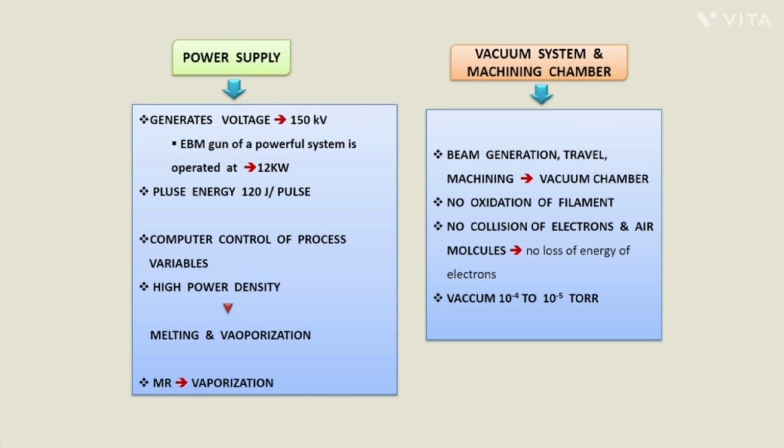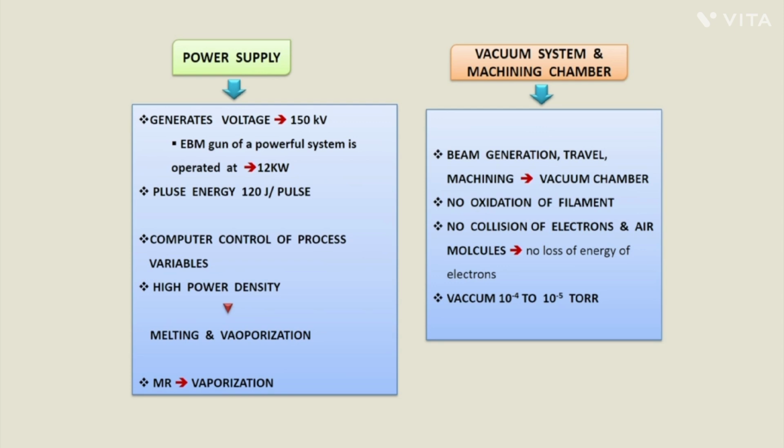Now the vacuum system and machining chamber: already I told you this machining chamber is under vacuum. As the beam travels during machining, it may collide with the air molecules. So to avoid the collision of the electron beam with the air molecules, this machining chamber is made vacuum. The pressure inside the machining chamber is maintained at 10 to the minus 4 to 10 to the minus 6 torr.